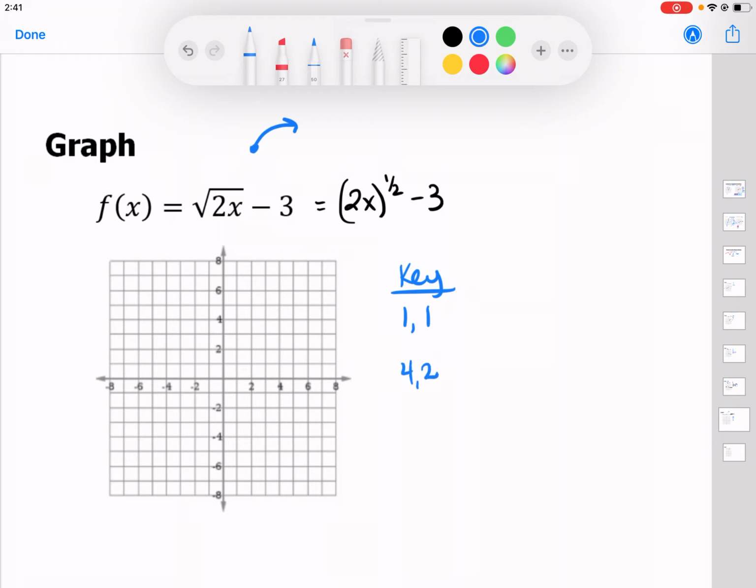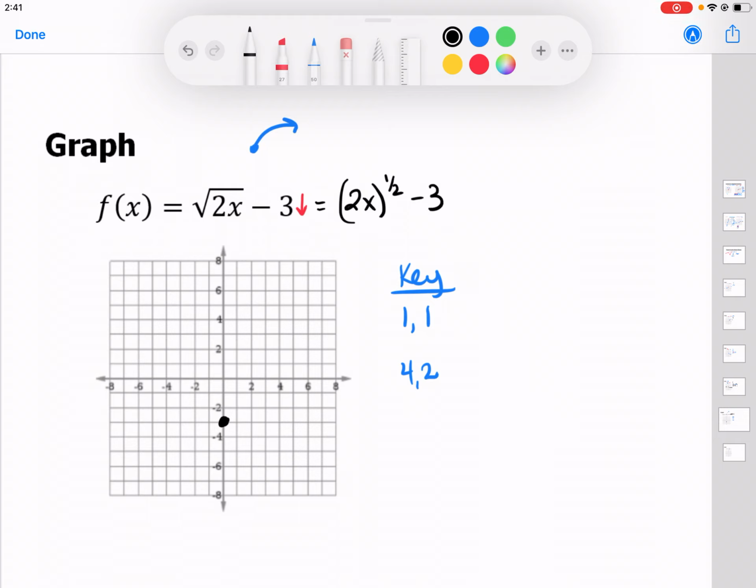Okay, so once again, you always find your starting point first. So you're looking for addition, subtraction. We've got some subtraction outside the square root, and that tells me to move this down 3. So we move down 3.